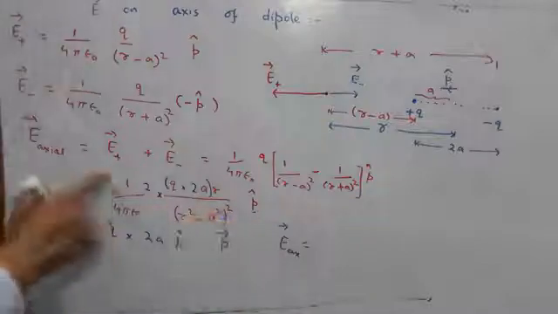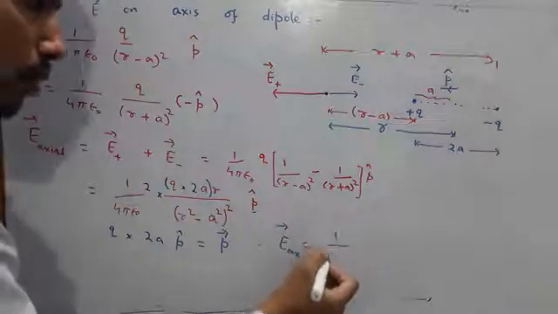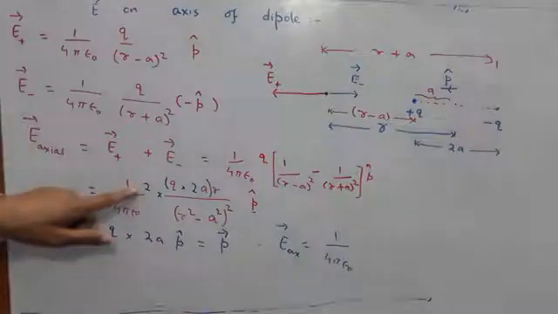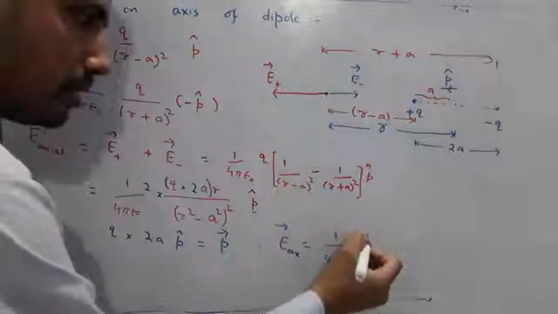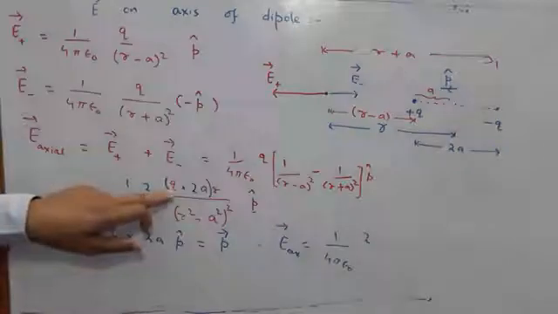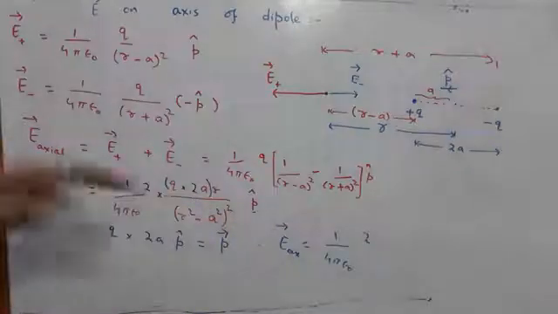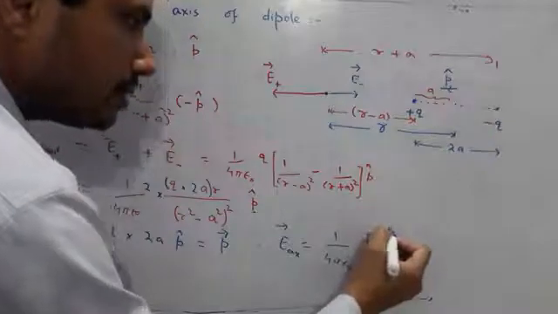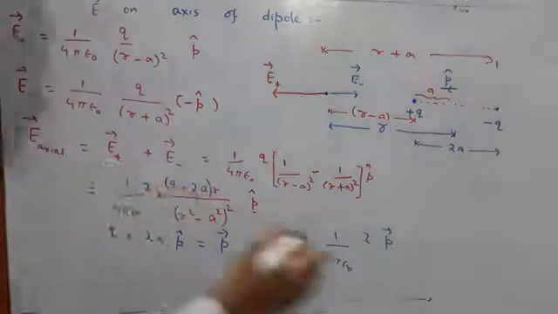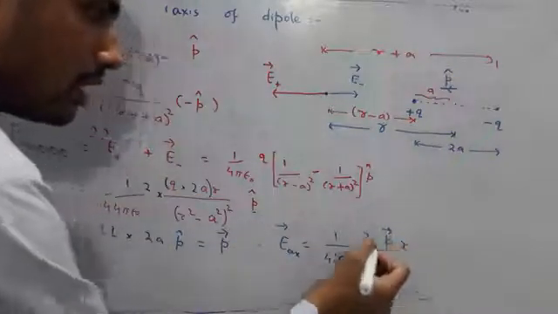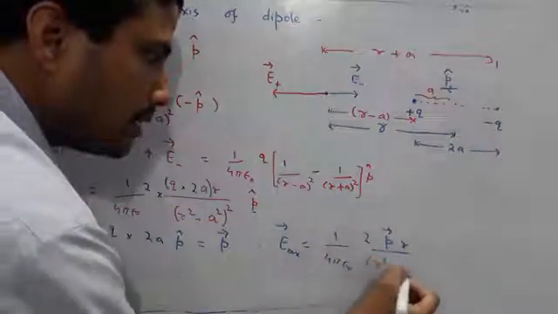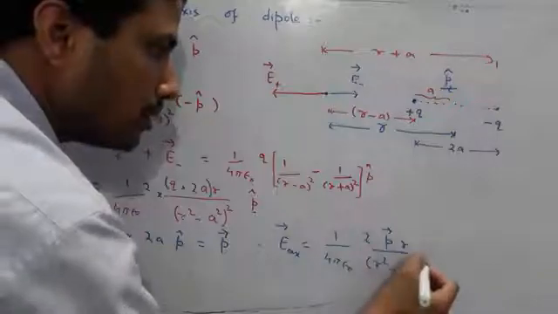This vector will be 1 by 4 pi epsilon naught. This 2 will be there, then q2a and p cap will become p vector, then there is r, and in denominator there will be r square minus a square whole square.